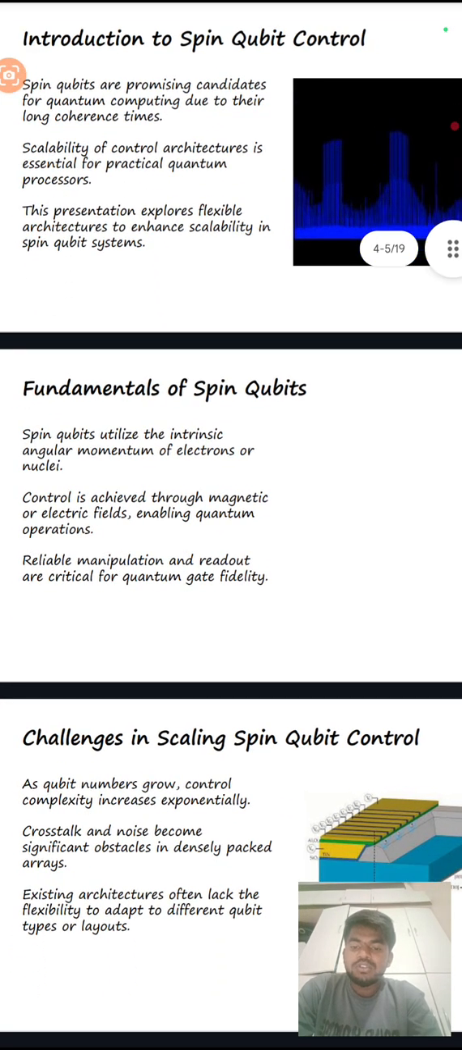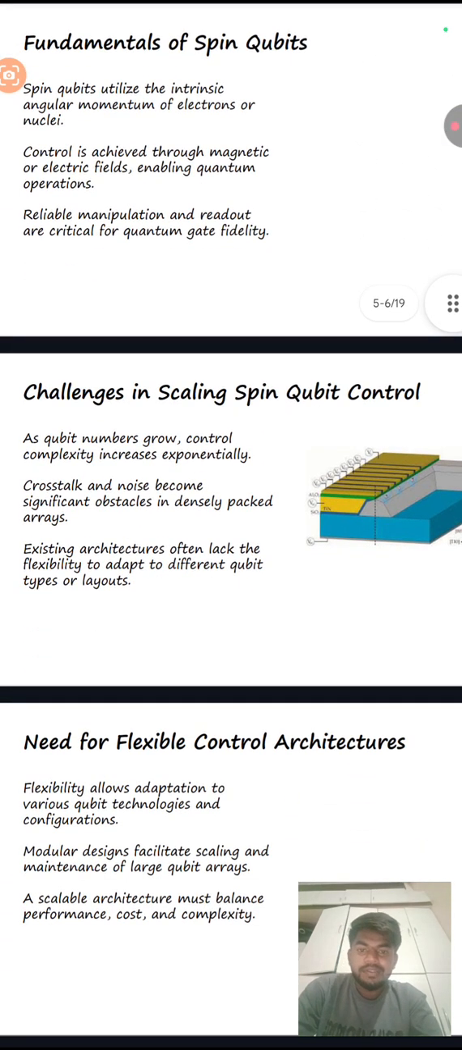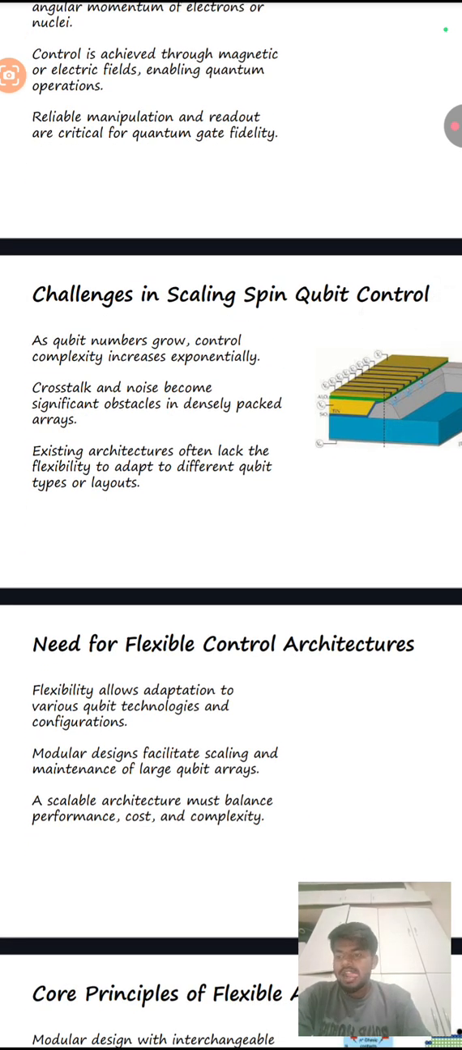Fundamentals of spin qubits. Spin qubits utilize the intrinsic angular momentum of electrons or nuclei. Control is achieved through magnetic or electric fields, enabling quantum operations. Reliable manipulation and readout are critical for quantum gate fidelity. Key components of a flexible architecture: modular control units, cryogenic compatibility, multiplexing techniques, digital backend, software abstraction layer, error mitigation and real-time feedback.